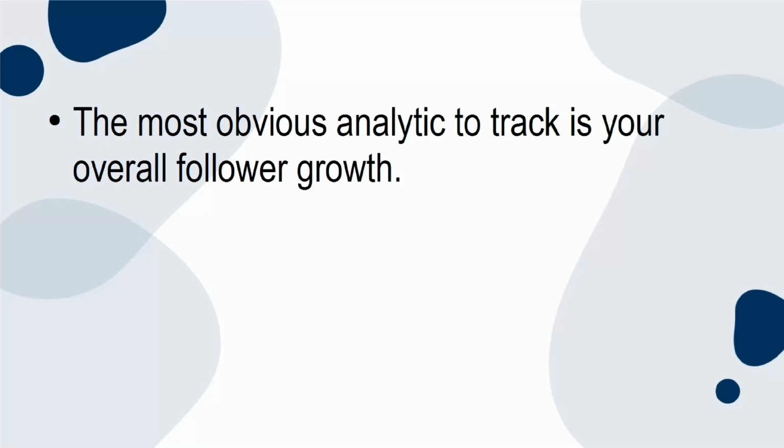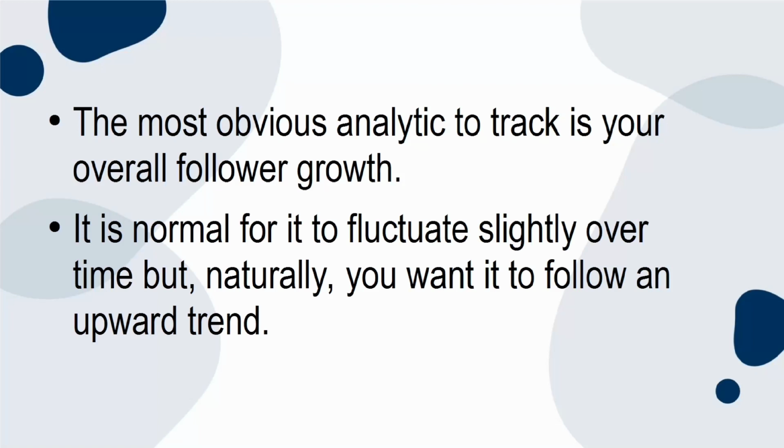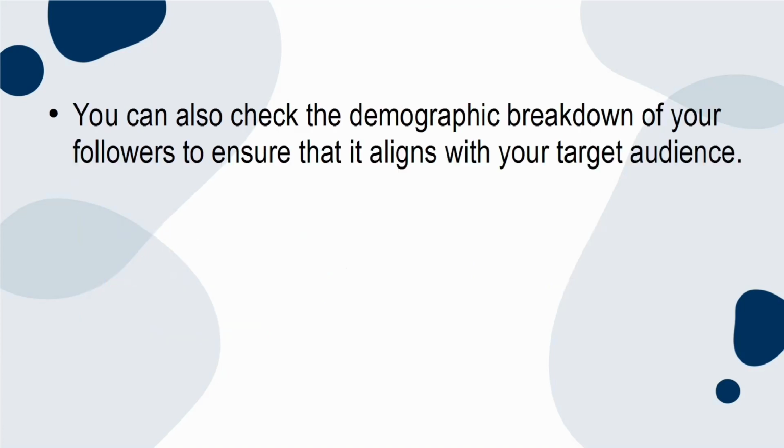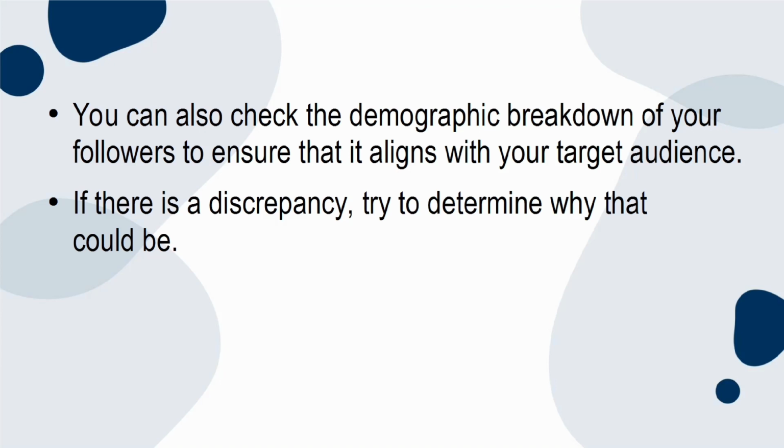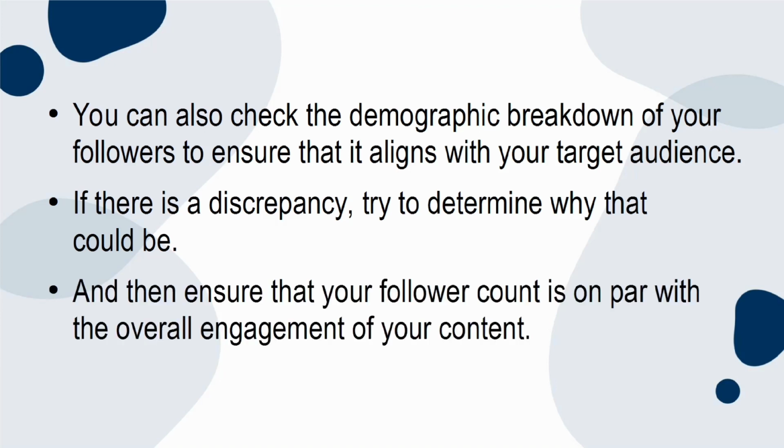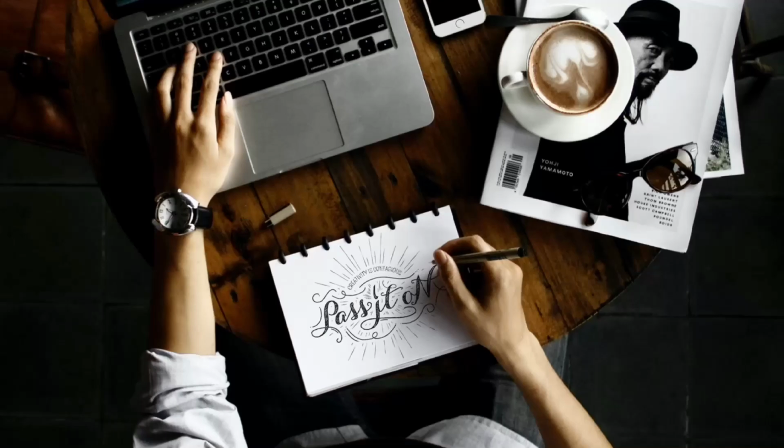The most obvious analytic to track is your overall follower growth. It's normal for it to fluctuate slightly over time, but naturally, you want it to follow an upward trend. You can also check the demographic breakdown of your followers to ensure that it aligns with your target audience. If there is a discrepancy, try to determine why that could be, and then ensure that your follower count is on par with the overall engagement of your content.